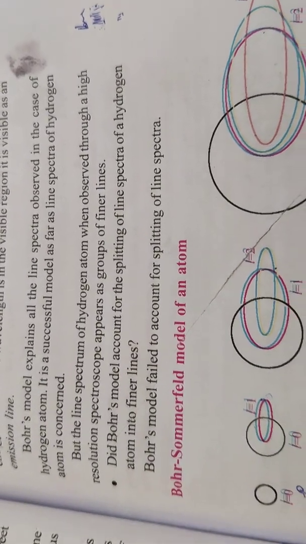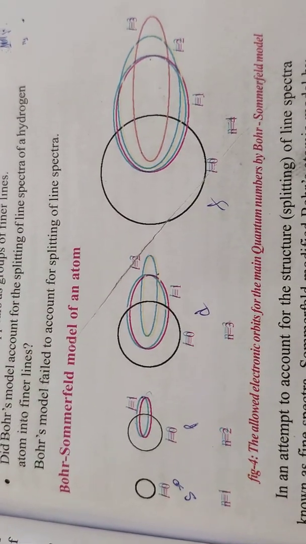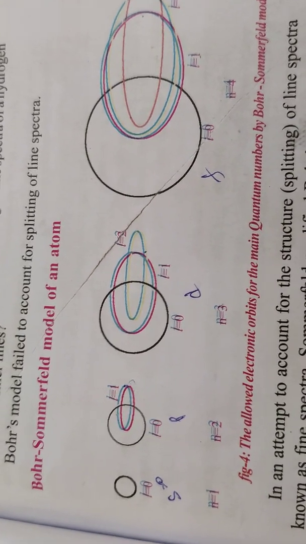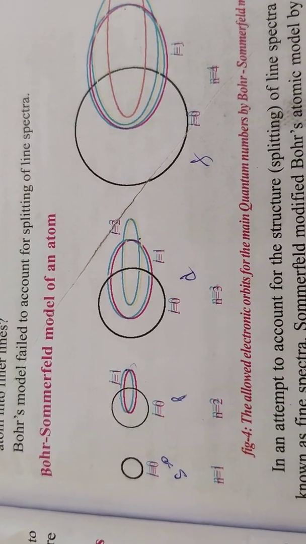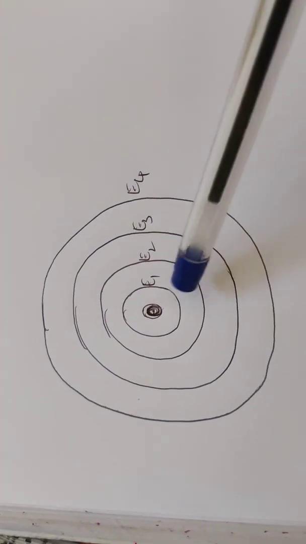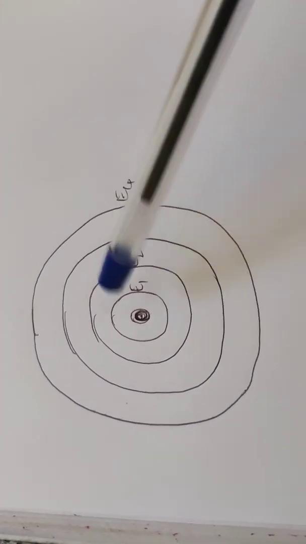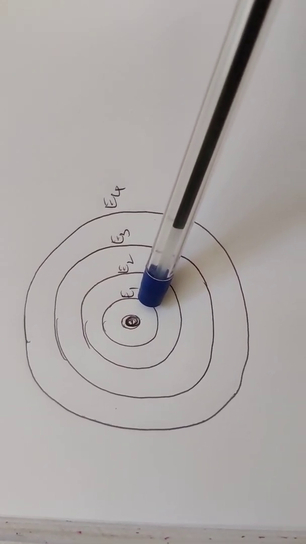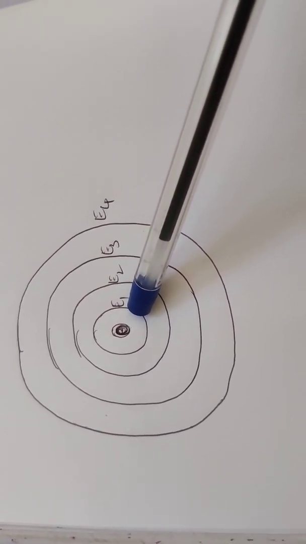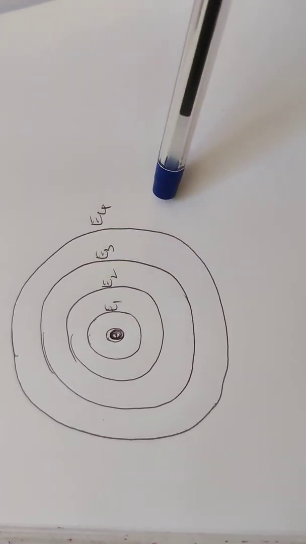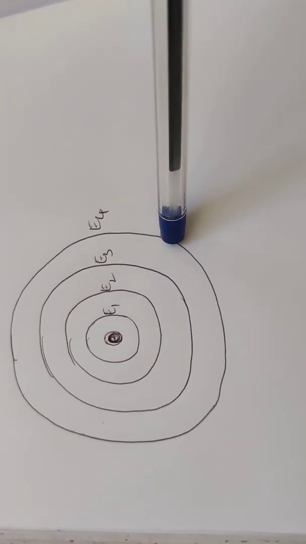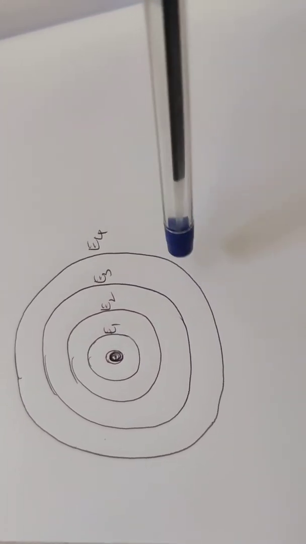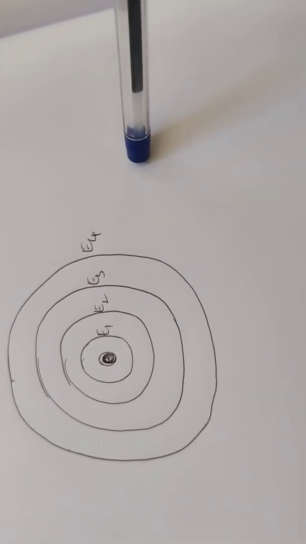To overcome this, Sommerfeld introduced elliptical orbits for each stationary orbit. For example, these are the different stages of stationary orbits. If you take the first orbit, it has no elliptical orbit. Once again, according to Bohr's model, these are the stationary orbits. He explained the line spectra, but he failed to explain the fine spectra.